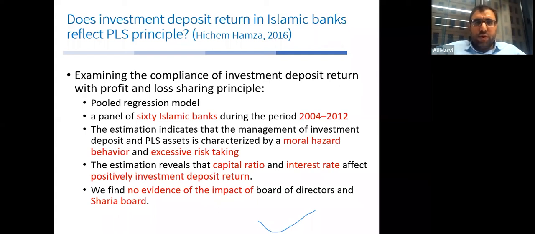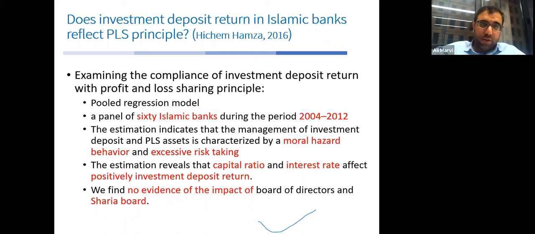He uses a pooled regression model for a panel of 60 Islamic banks across different countries for the period 2004 to 2012. And his estimation shows that the management of investment deposits and PLS assets is characterized by moral hazard behavior and excessive risk taking, in the sense that capital ratio and interest rate affect investment deposit return positively.